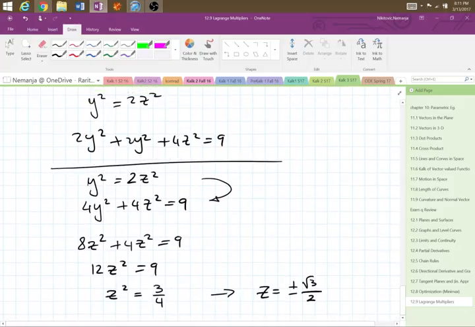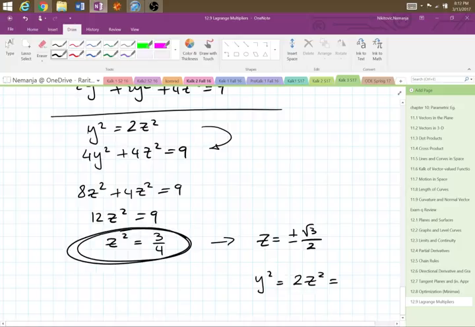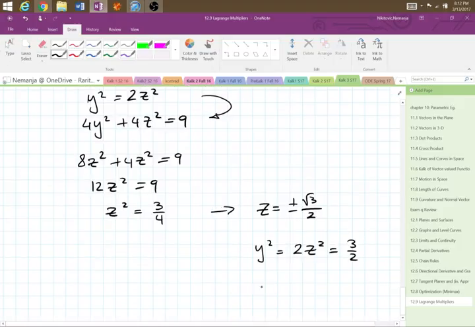So y squared is 2z squared, which is, we know that z squared is 3/4. So when you do times 2, it will just cancel, so it's 3 halves. And then y is plus minus root 6 over 2. Nice.